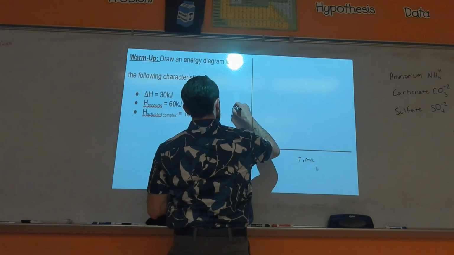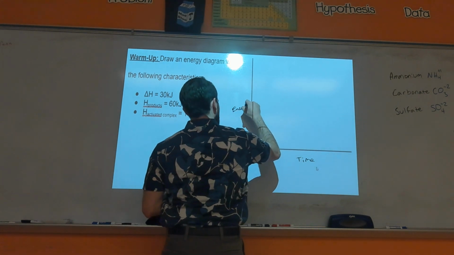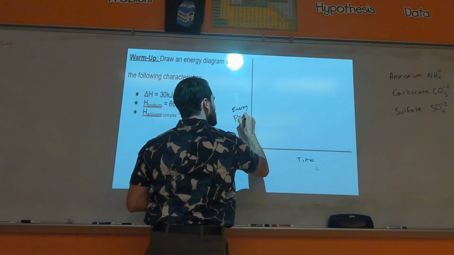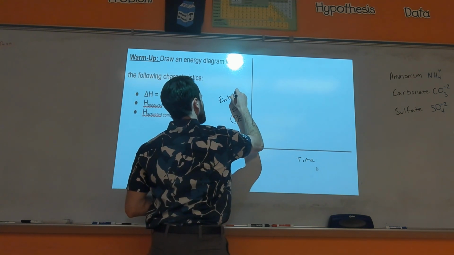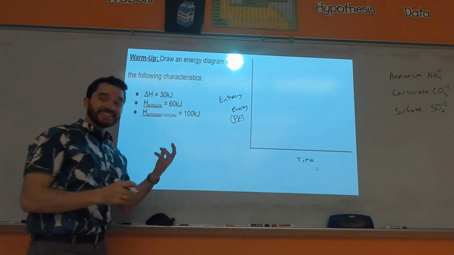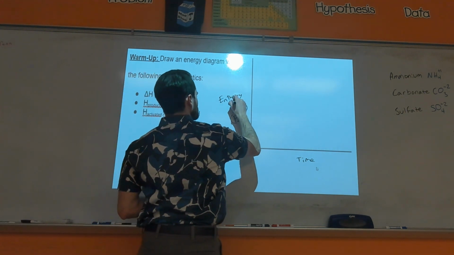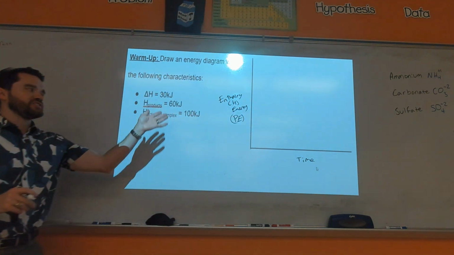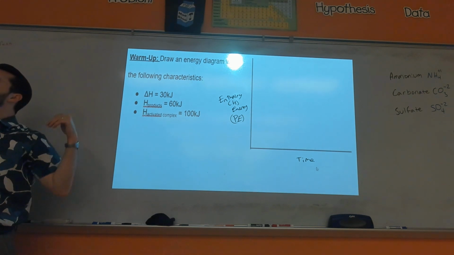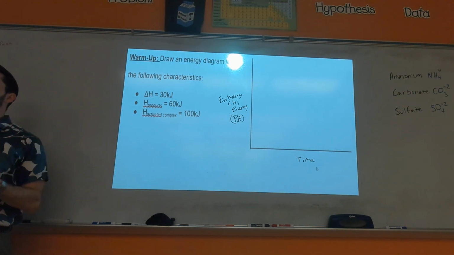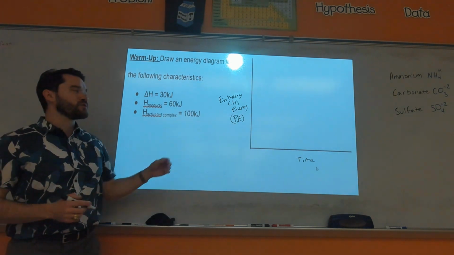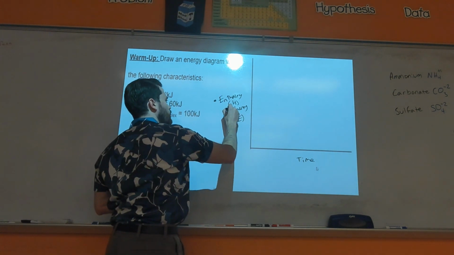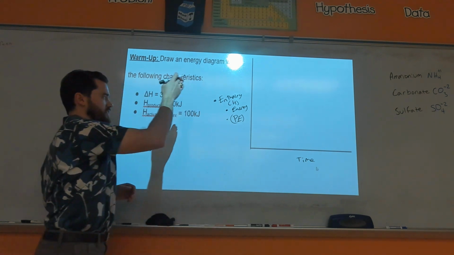Sometimes you'll just see energy. Other times you'll see potential energy. Other times you'll see enthalpy, which is a measure of heat. Or sometimes you'll just see H. Technically, those aren't all the same thing, but think of them as the same. For our purposes, when you're interpreting these energy diagrams, it's a similar concept. So just be aware of those different forms the y-axis will take.